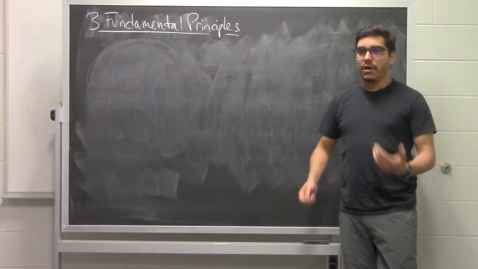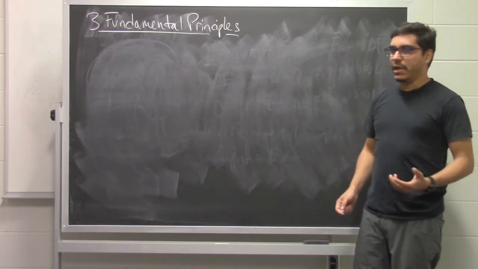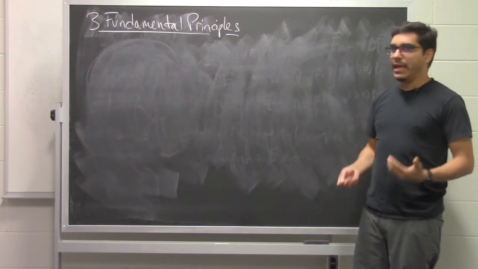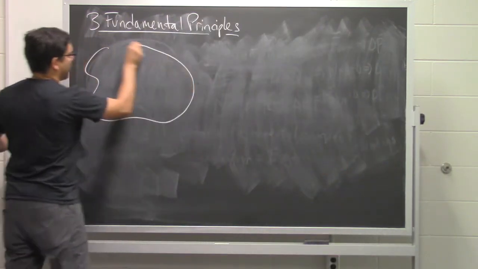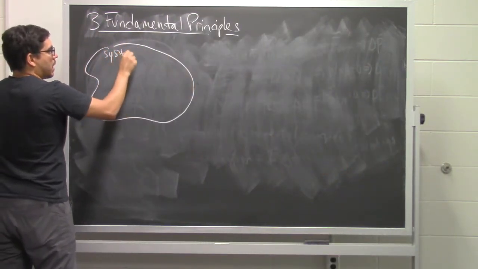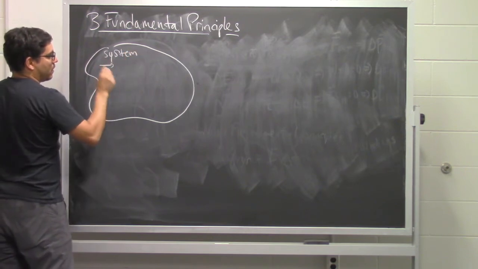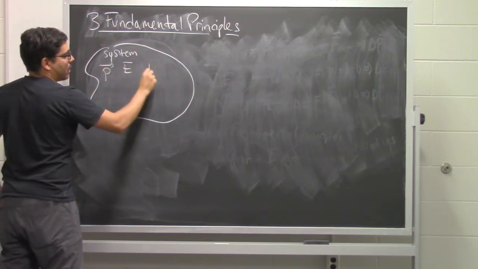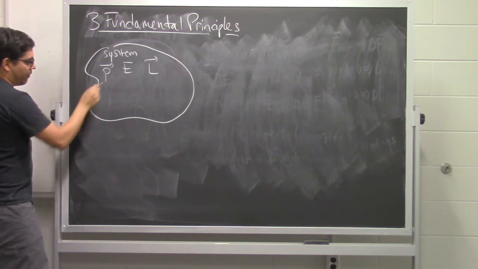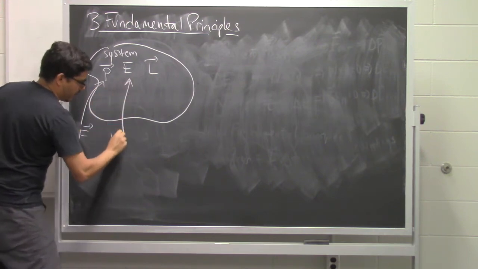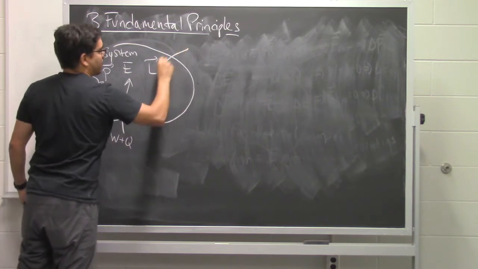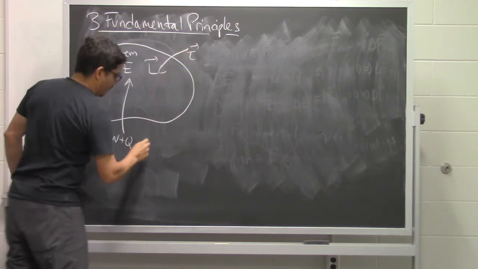In this video, we're going to talk a little bit about the three fundamental principles of mechanics and a new principle that we're going to be adding in E&M. So in mechanics, what we had was a system, and that system had properties like linear momentum, energy, and angular momentum. And those were influenced by forces, work and thermal exchanges, and torques that were due to the surroundings.